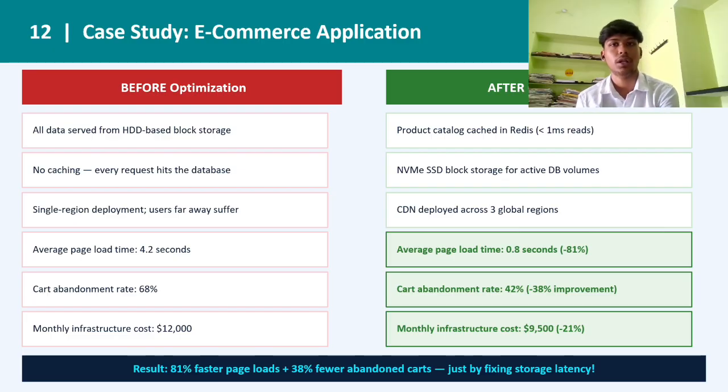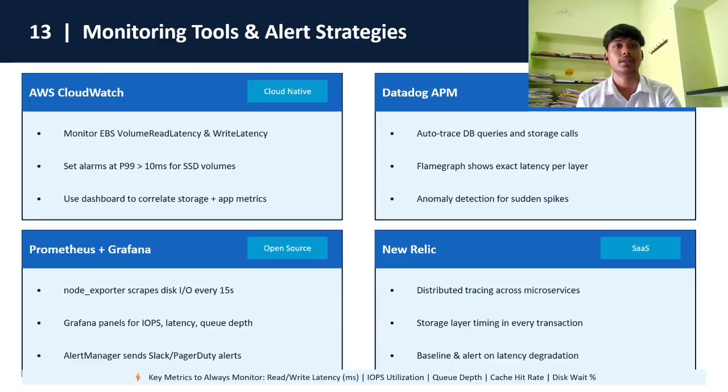Now, after the optimization, here is how it changes. Product catalog cached in Redis with less than 1 millisecond reads. NVMe SSD block storage for the active DB volume. CDN deployed across 3 global regions. Average page load time is 0.8 seconds, which is an 81% decrease from before optimization. Cart abandonment rate is 42%, a 38% improvement. Monthly infrastructure cost is $9,500, which is minus 21%. The results: 81% faster page loads and 38% fewer abandonments, just by fixing our storage latency.